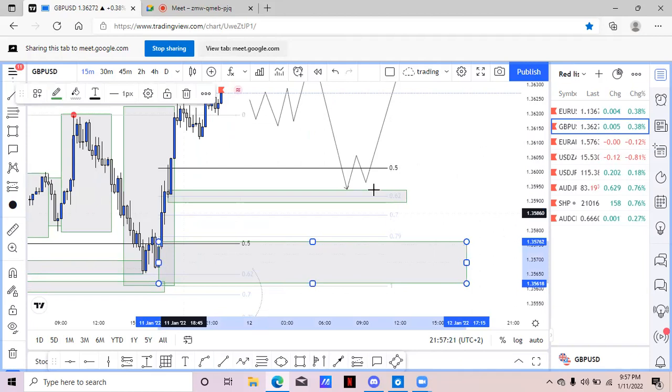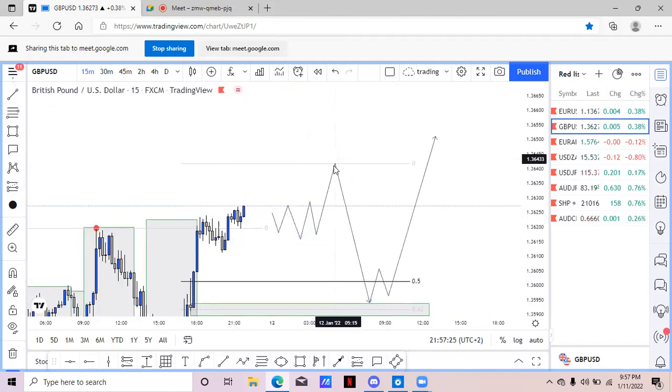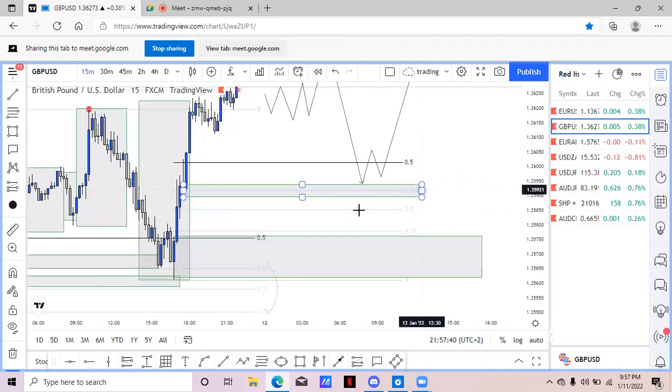But this one is not really that far, but then we don't know. Come again? Okay, you were saying we must look for an order block that is between the premium or the discount. Yes, and the discount is below 50%.